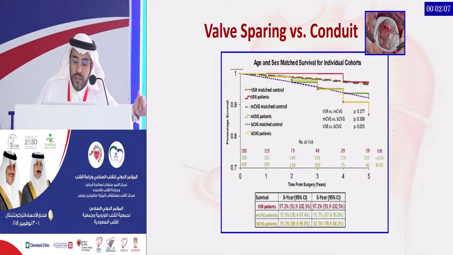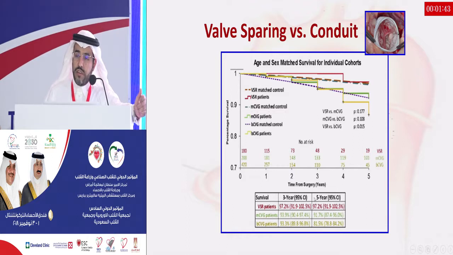This is an interesting graph showing that the survival of patients who have valve-sparing root procedures is equivalent to the age-matched population. And the survival is better than both biologic and mechanical roots. And in the table here, you find the 5-year survival of valve-sparing procedures, 97%, compared to 91% with mechanical roots and 81% in biological roots. So you have better survival in valve-sparing procedures, and you have more bleeding in mechanical Bentall procedures.